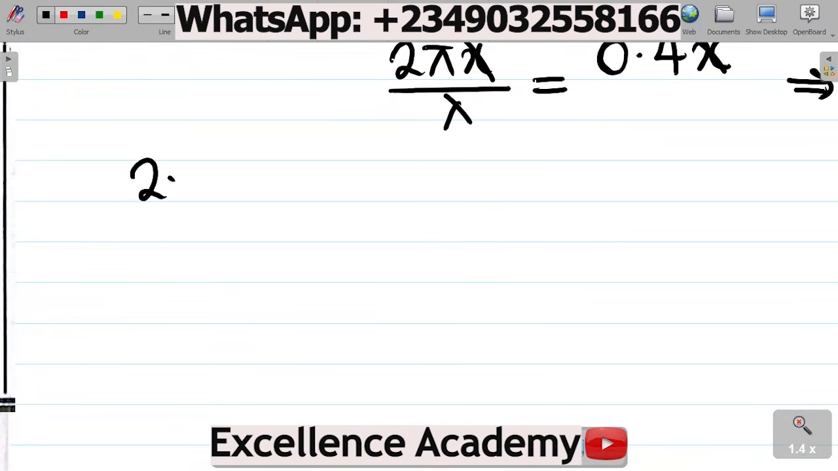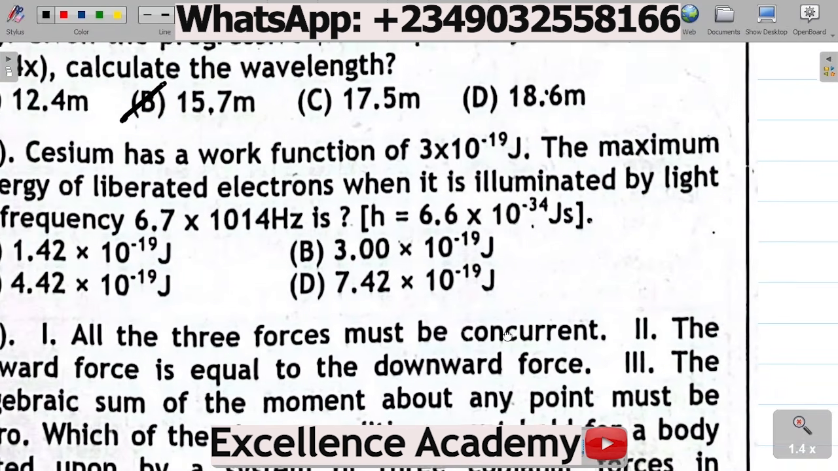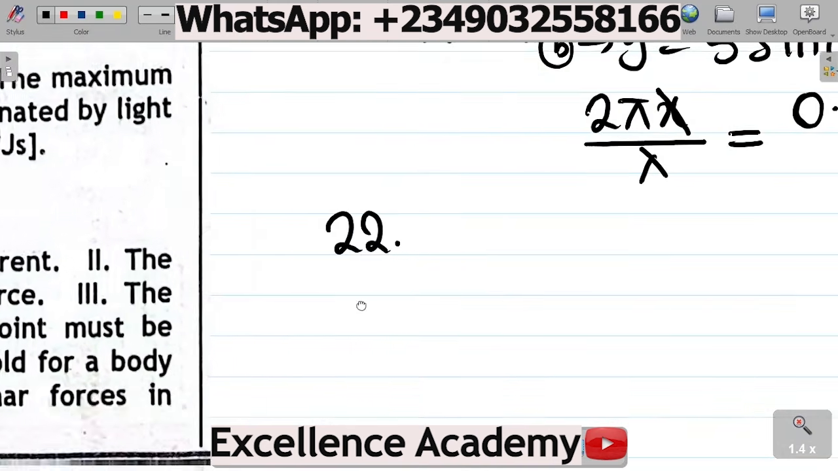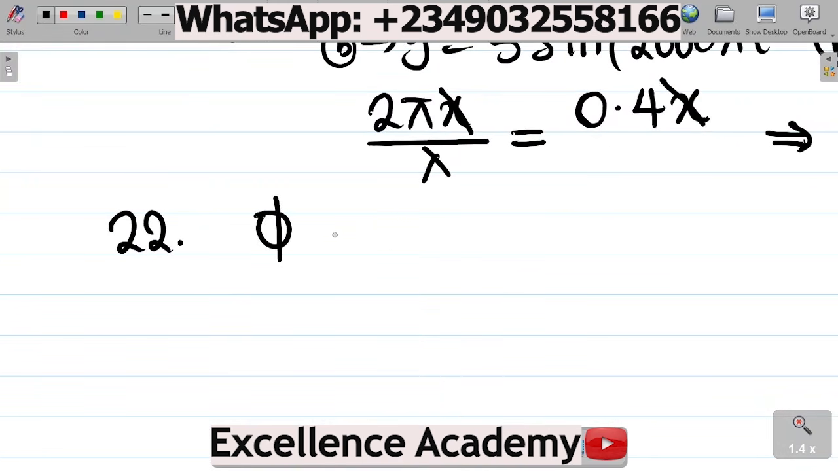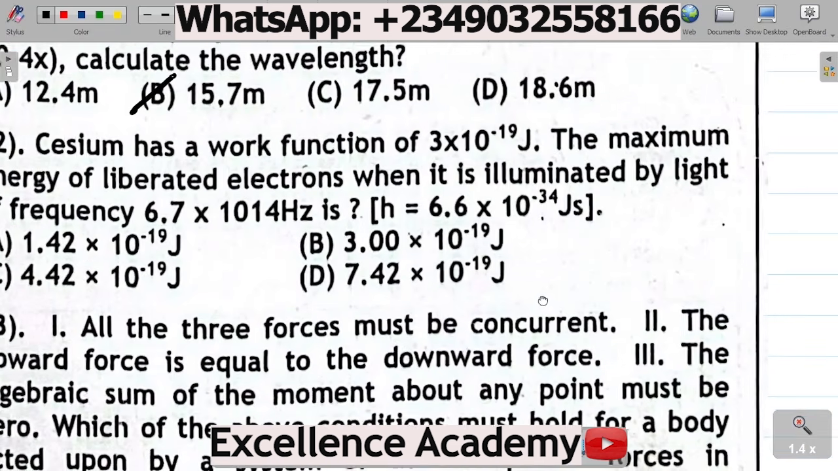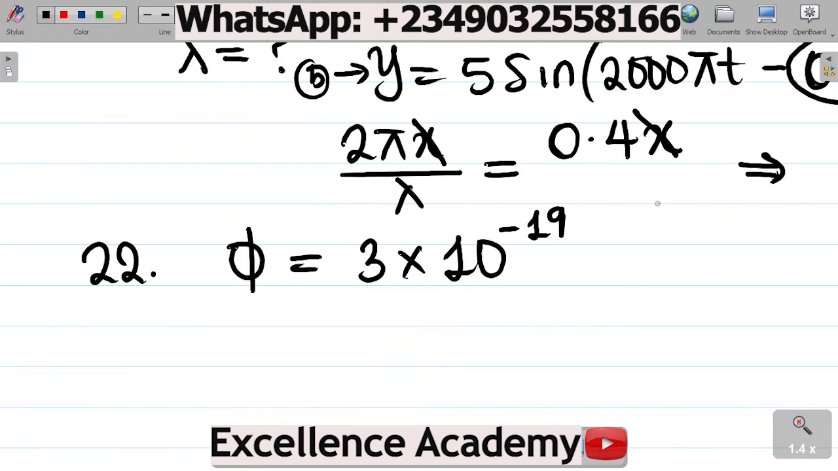For 22, let's look at what we are given. They give you a work function of 3 times 10 to the power minus 19. Let's take in the value of the work function. The work function is actually phi. So phi is equal to 3 times 10 to the power minus 19, in joules.